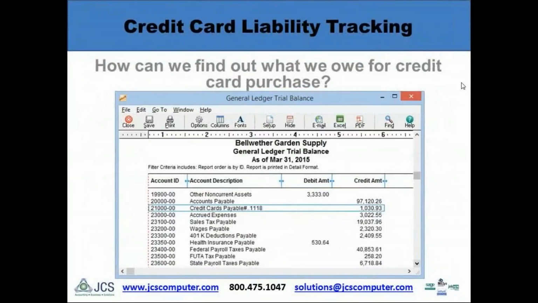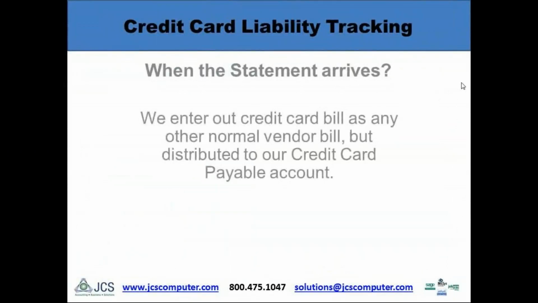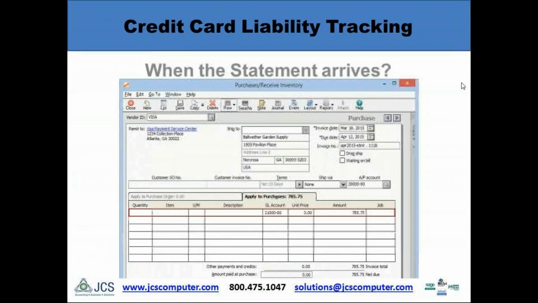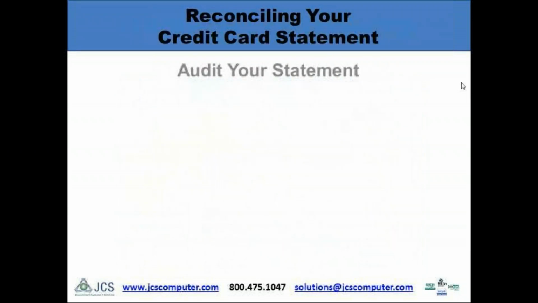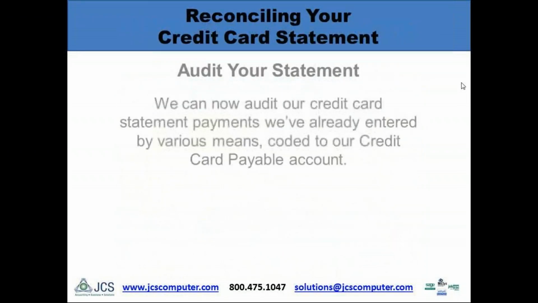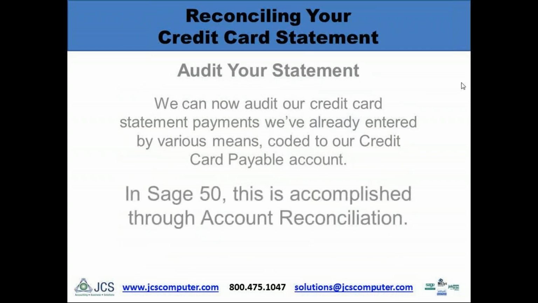So when the statement arrives, we probably want to enter the bill into the system. We enter this bill the same as we would a normal bill from any other vendor. Here's our credit card vendor. Here's all of the bill information. You will notice that this gets dispersed to that credit card payable account. We've already expensed it when we entered in the payment. We can then go ahead and audit our statement against the bill that we got, and we do this in Sage 50 through the normal accounts reconciliation screen.